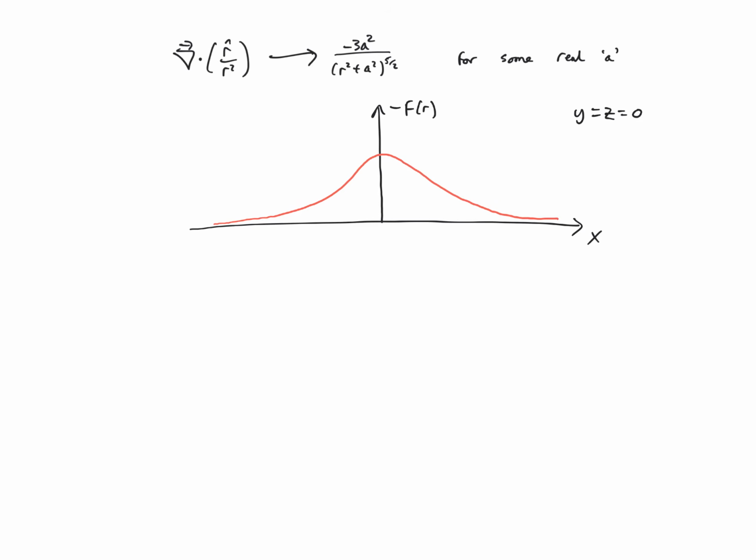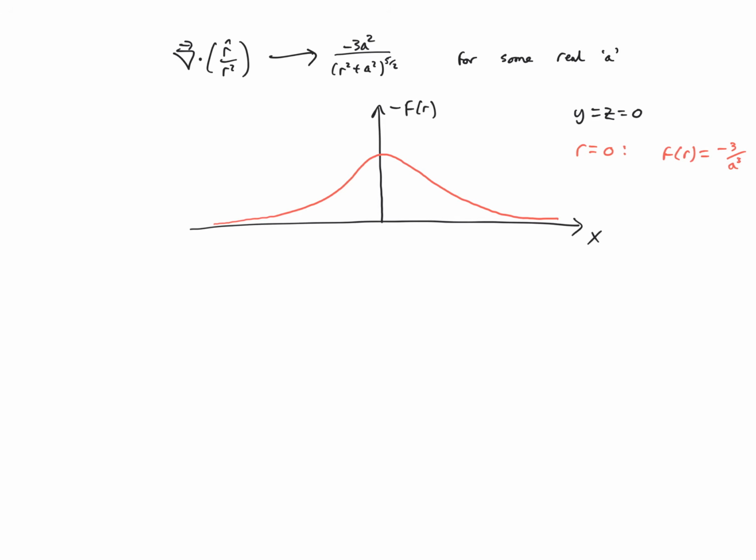However, at r equals 0, f of r is equal to minus 3 upon a cubed. Now, minus 3 upon a cubed is finite, and we don't have any divide by 0 problems if we have some real constant a which is greater than 0. So this is doing the trick. This is exactly what we want.